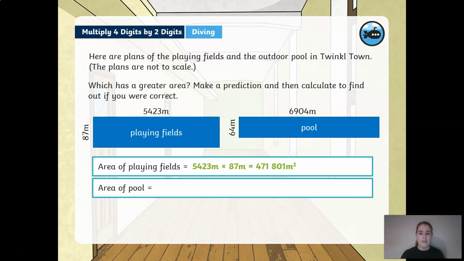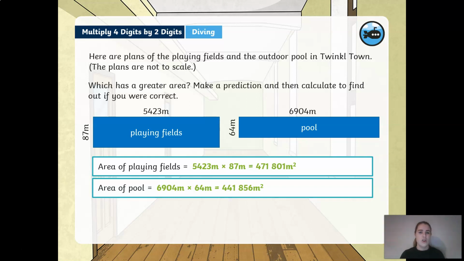When we're doing the area, it's got to be either meters or centimeters squared. Now, to work out the area of the pool, our sum is going to be 6,904 meters multiplied by 64 meters. And your answer would have given you 441,856.